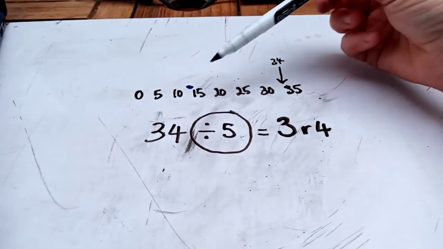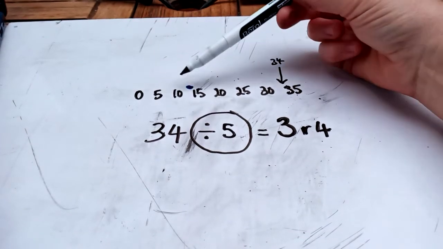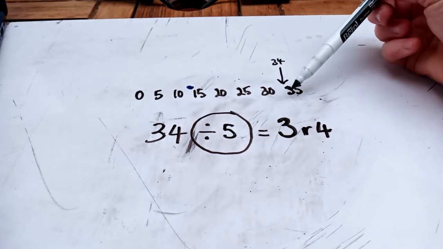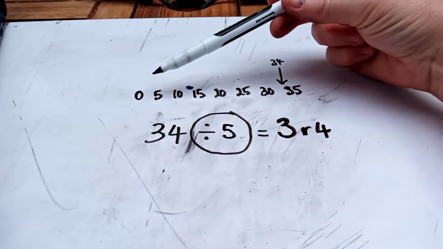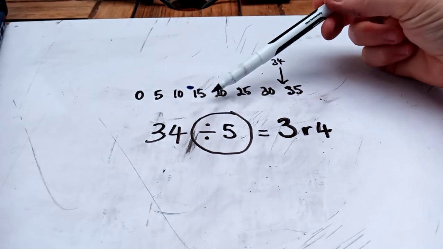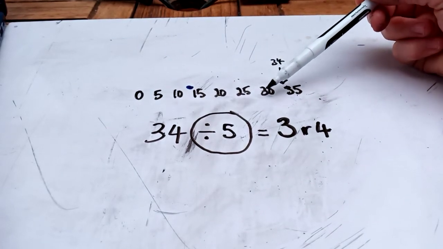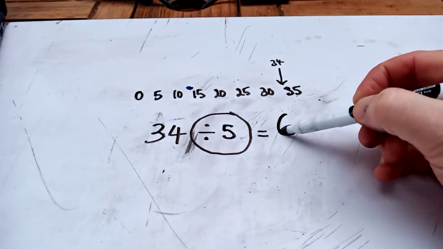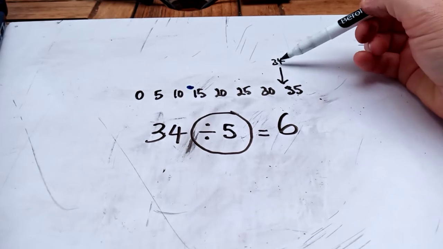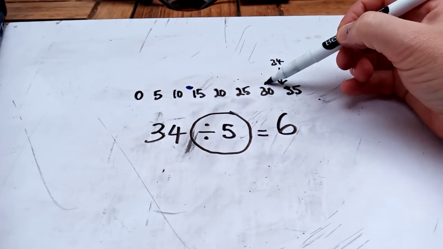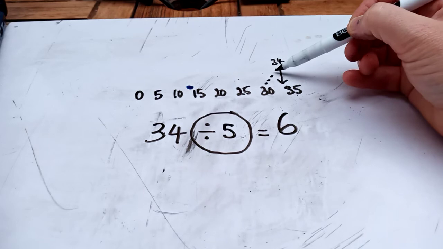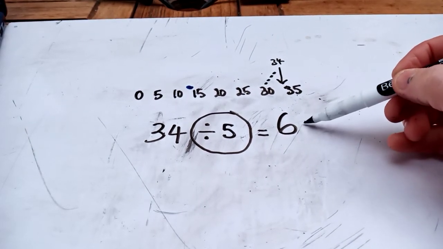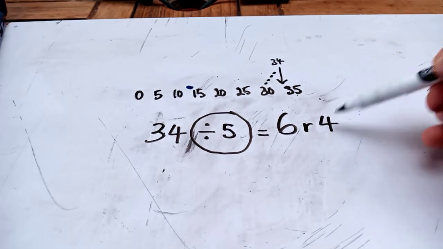So how many lots of 5s fit into 30? Not 35, because 34 is there, and I'd get zapped if I went further. So here we go. 1, 2, 3, 4, 5, 6. Yep, 6 lots of 5. But that only takes me to 30. I've got to get to 34. So I need 31, 32, 33, 34. I need 4 little steps to get to 34. So it's 6, remainder 4.